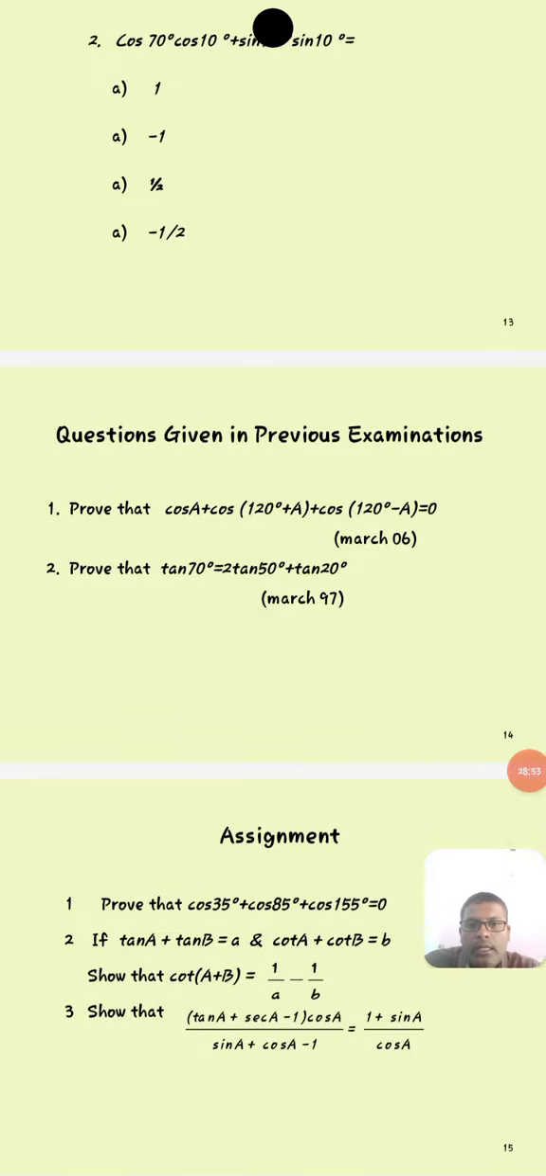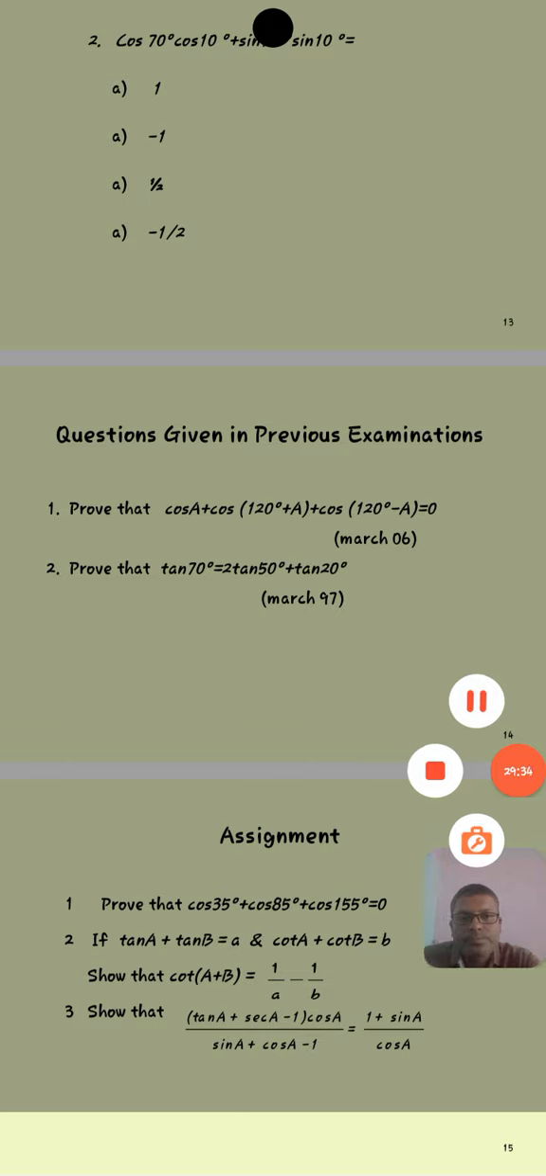Here the second question: if tan A plus tan B is equal to a and cot A plus cot B is equal to b, show that cot of A plus B is equal to 1 by a minus 1 by b. What is the cot of A plus B formula? Cot A cot B minus 1 by cot B plus cot A. Using these two conditions and the formula of cot of A plus B, we have to prove that 1 by a minus 1 by b.